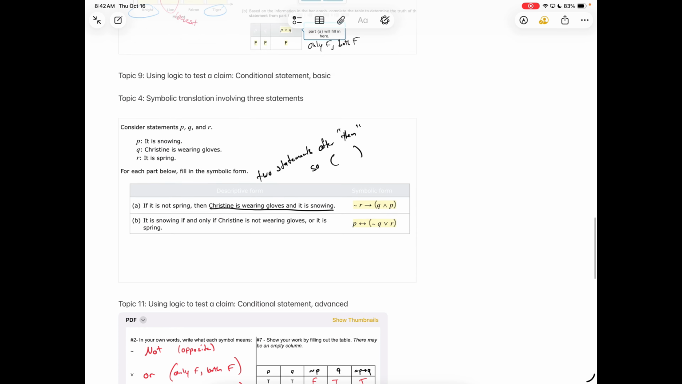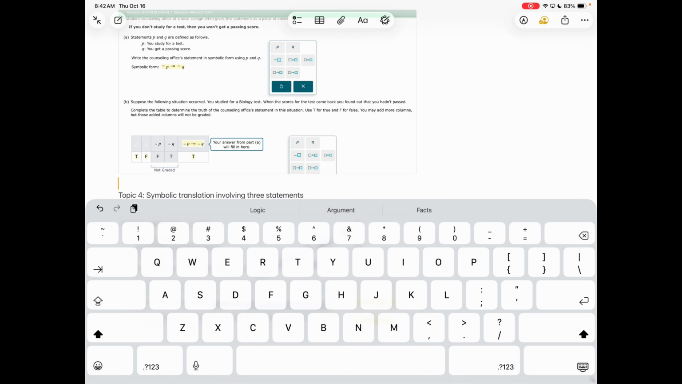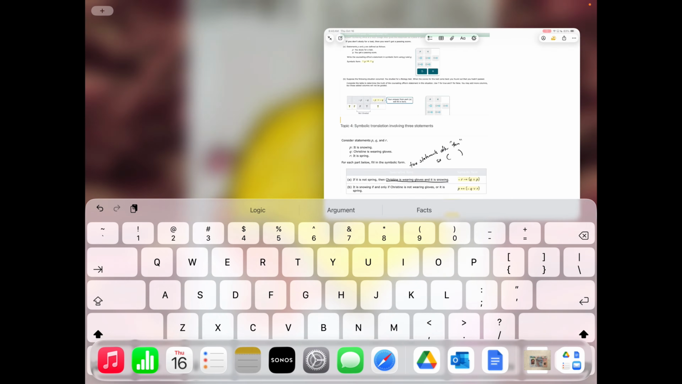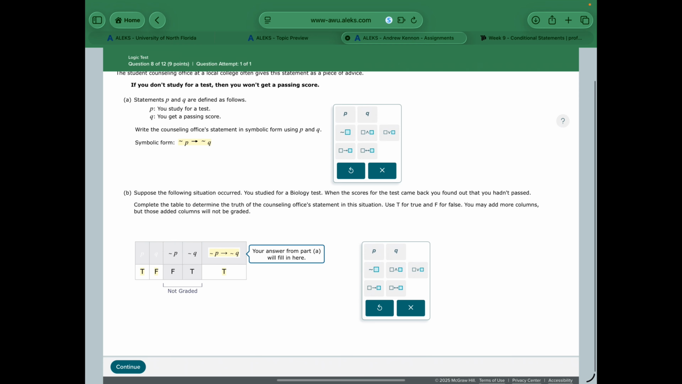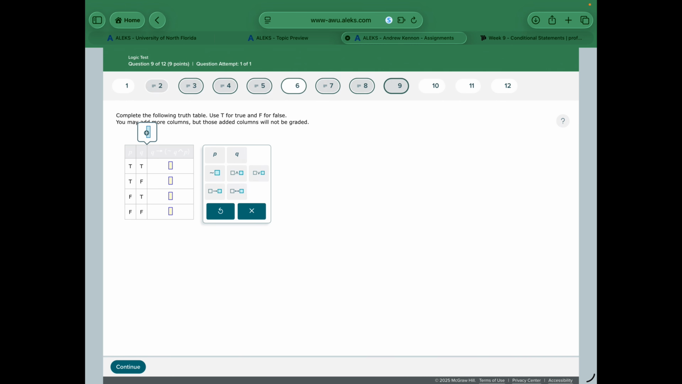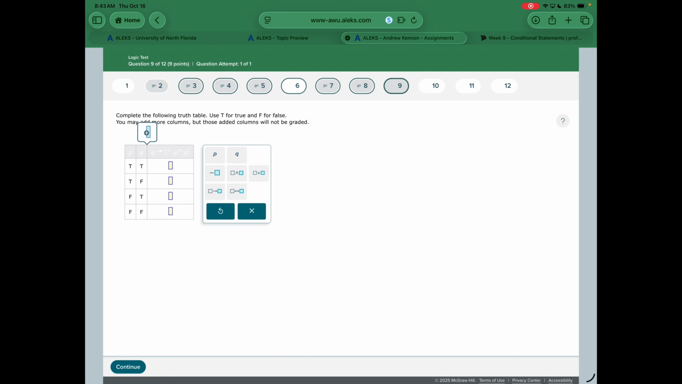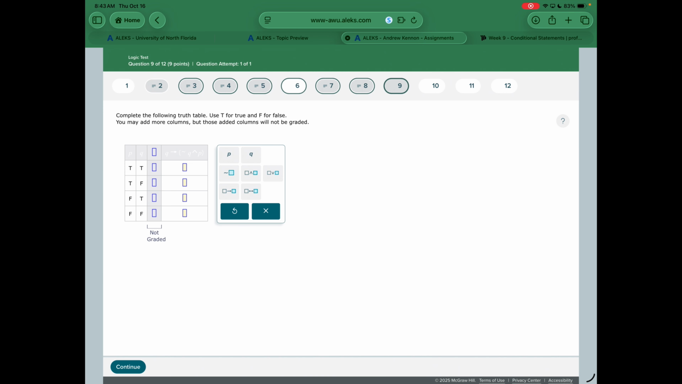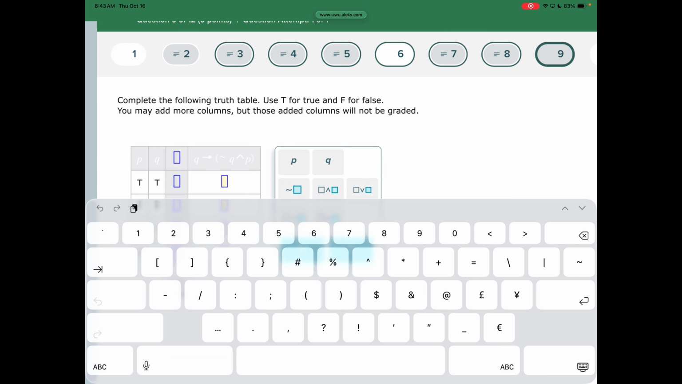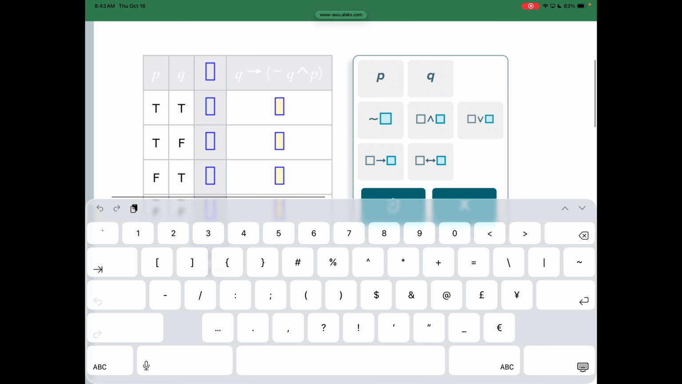All right, I think that's this one. All right, number 9, is that on our sheet? It is. Okay, so, oh man, this one, you might even need more columns.